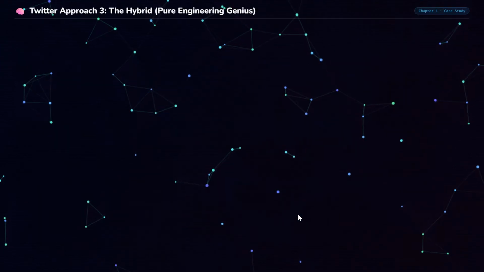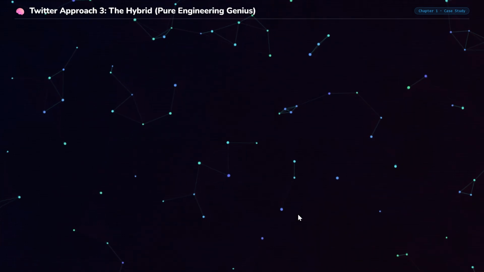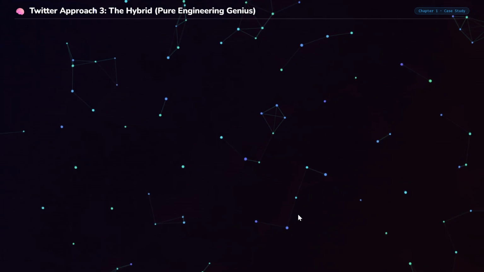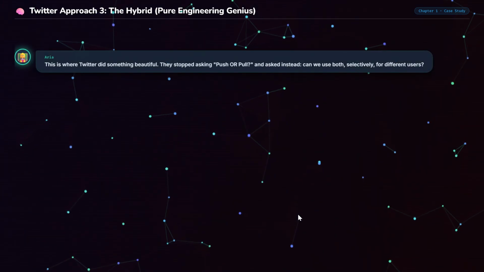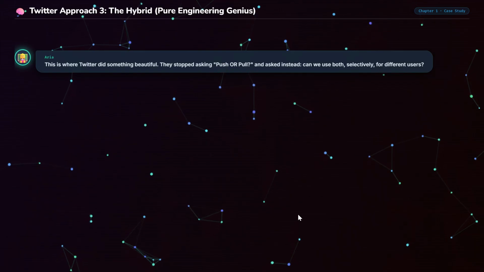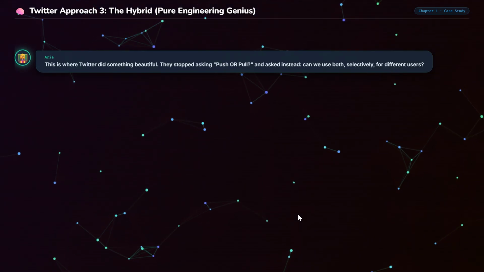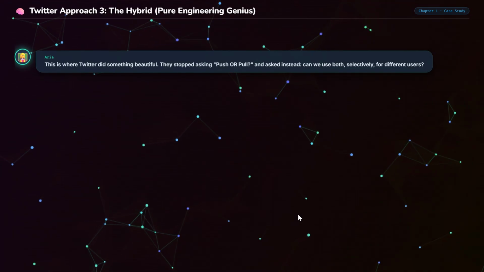And this is where Twitter did something genuinely brilliant. They stopped asking either-or and started asking both-and. This is where Twitter did something architecturally beautiful. They stopped asking the binary question, push or pull, and asked instead, can we use both? Selectively. For different types of users.